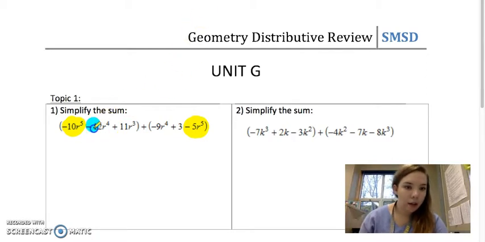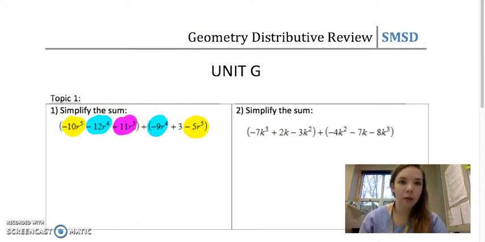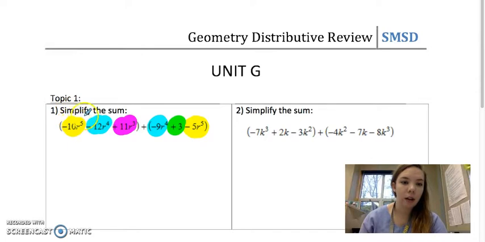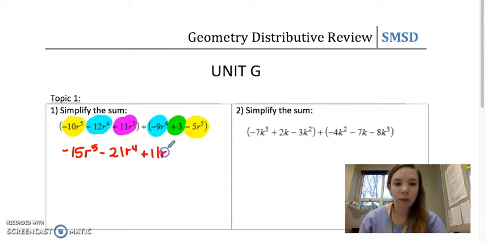Or look, I have a negative 12 r to the fourth and a negative 9 r to the fourth. And then this r cubed is all by itself. And this 3 is all by itself. So now when I combine these, negative 10 r to the fifth and negative 5 r to the fifth is negative 15 r to the fifth. Then I have negative 12 r to the fourth and negative 9 r to the fourth is negative 21 r to the fourth. And then I'm just going to write the rest on the end because there's nothing to combine it with.